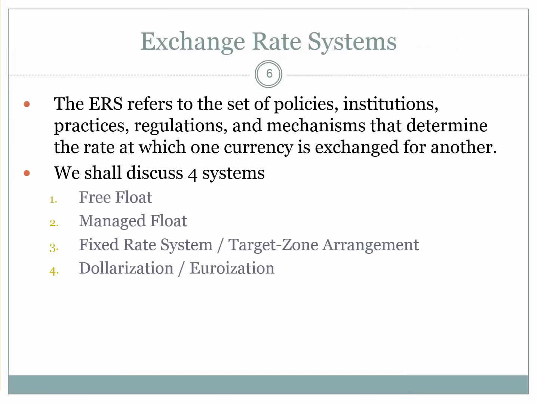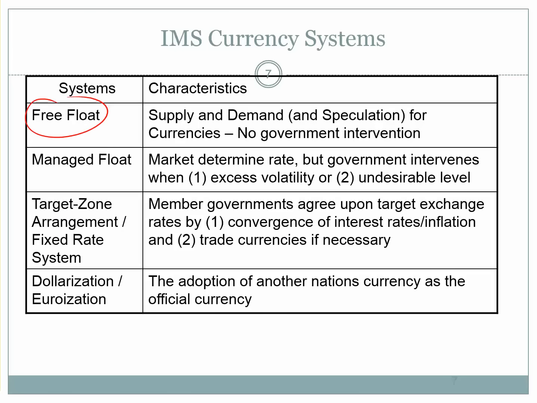Let's talk about exchange rate systems. So exchange rate systems are the set of policies, institutions, practices, and so on that determine how exchange rates change. So we're going to discuss free float, managed float, fixed rate systems, and dollarization. A free float system, that's pretty easy to think about. It's simply no government involvement, and the currency simply behaves according to supply and demand. To the extent that governments supply currency through monetary policy, and to the extent that foreigners and even the domestic population demand the currency. So we'll talk about what determines supply and demand later.